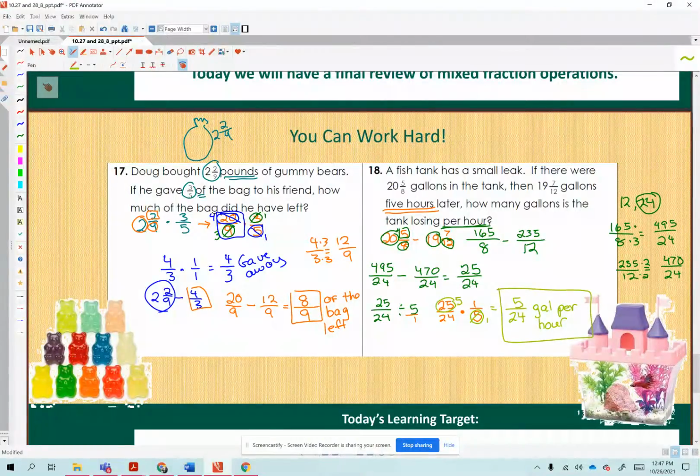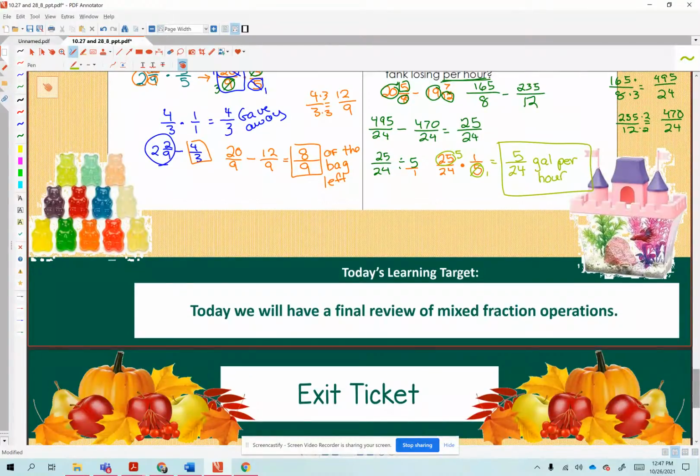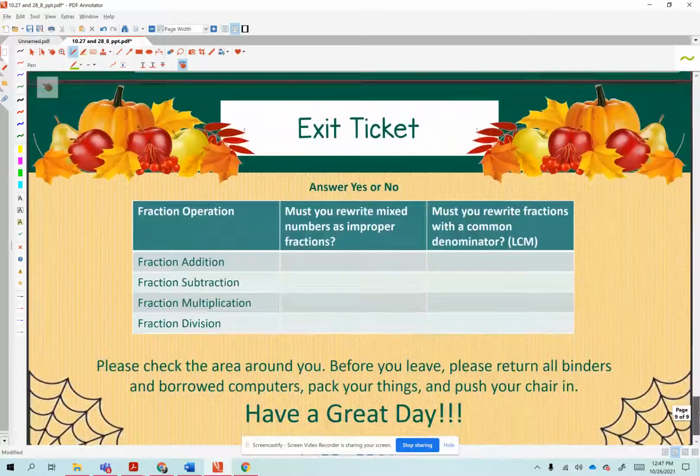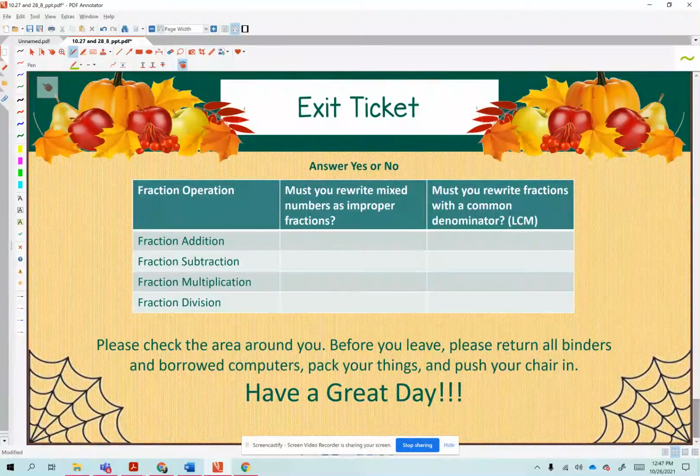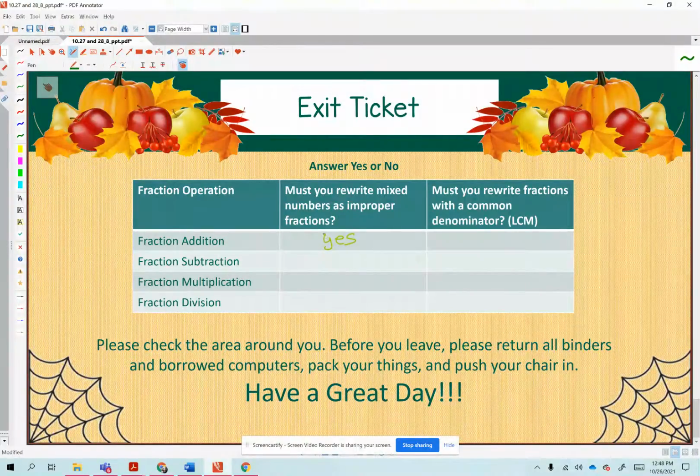So that looks like it for today. We do have a little exit ticket. I want you to think about some of the strategies that we've been using, and I want you to answer yes or no. So with fraction addition, must we rewrite mixed numbers as improper fractions? Yes, we must.